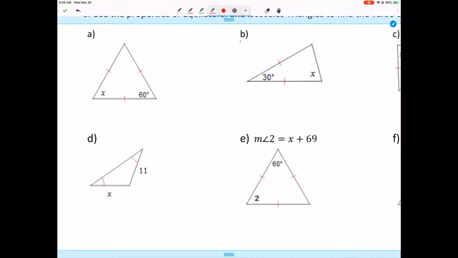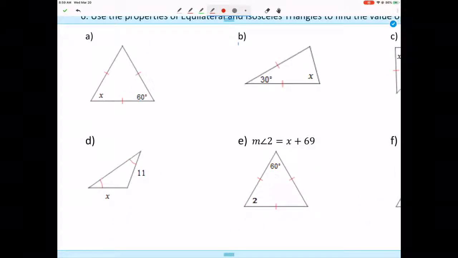All right, so let's do some of these problems really quick. We have three sides that are congruent, which means we have what type of triangle? Equilateral. So we know that all the angles are the same, so x here is 60 degrees as well.